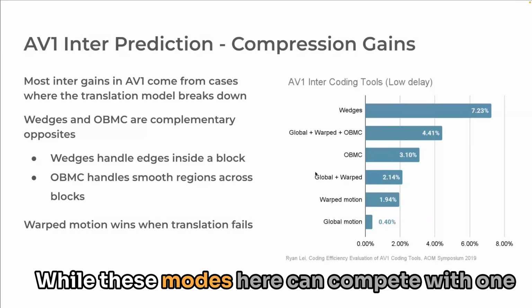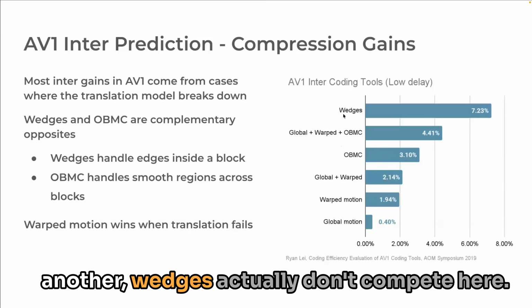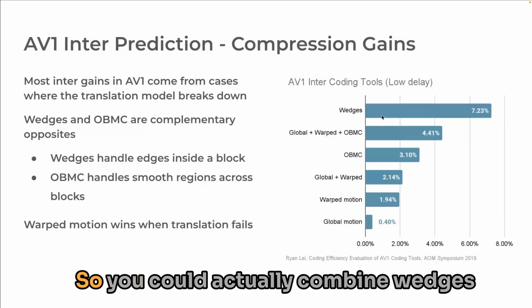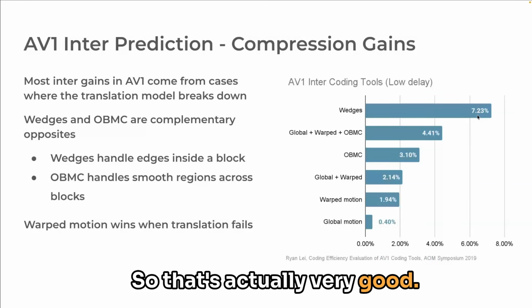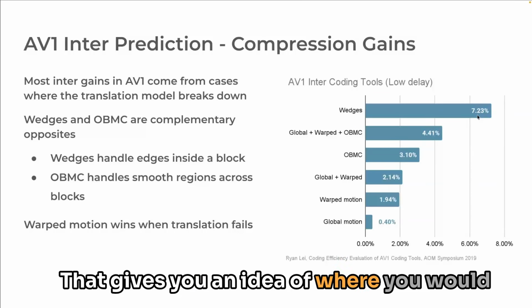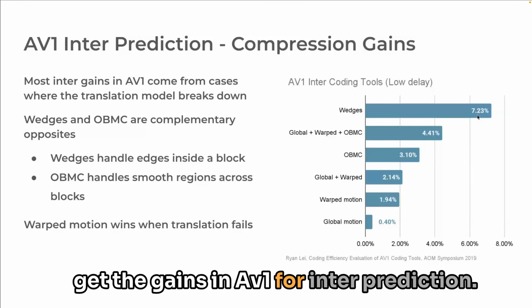While these modes here can compete with one another, wedges actually don't compete here. So you could actually combine wedges with that, and wedges give 7.23%. So that's actually very good. That gives you an idea of where you would get the gains in AV1 for Intra Prediction.